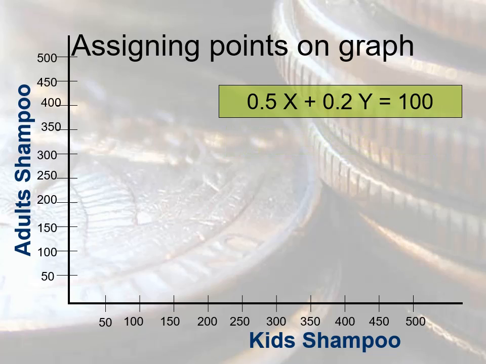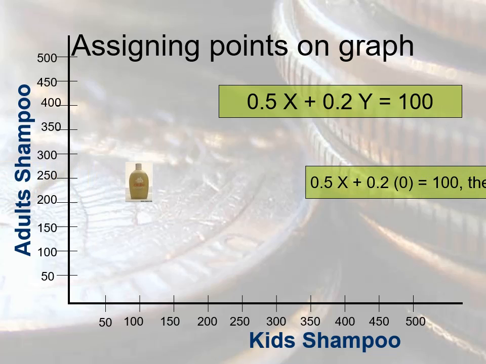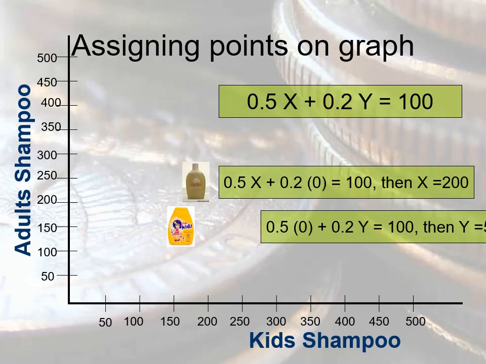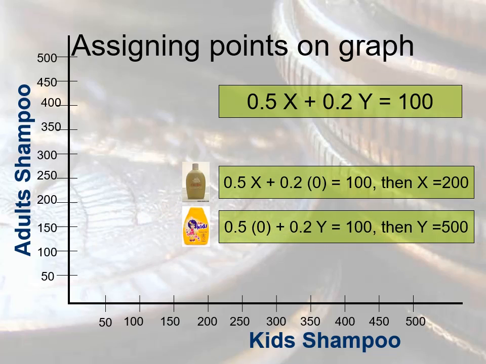Let's look first at the equation related to the back molding section, and let's assume the two opposite scenarios where we produce all of our units from adult shampoo or we produce all of our units from kids shampoo. So if we produce all of our units from adult shampoo, then we replace y with 0, so 0.5x plus 0.2 multiplied by 0 equal to 100. Solving this equation will result in x equal to 200, so the maximum production of adult shampoo will be 200.